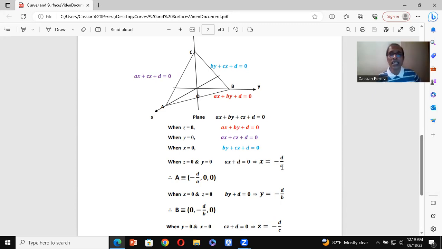Yes. Then the x coordinate is minus d upon a, the y coordinate is 0, and the z coordinate is also 0. Z coordinate means this axis coordinate 0. Then we got the coordinate of A.